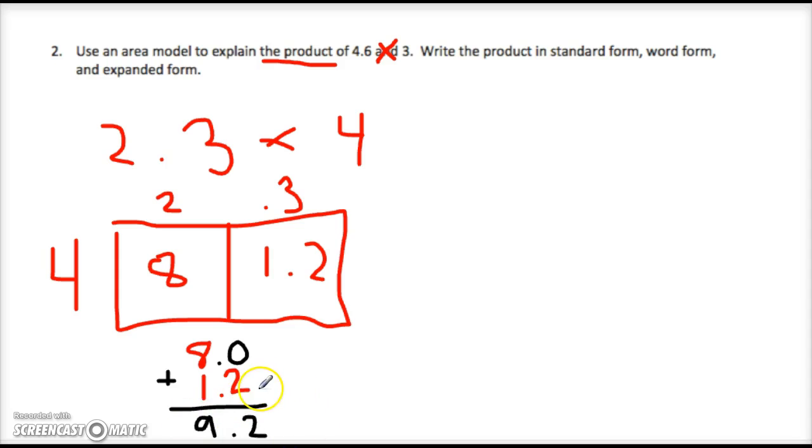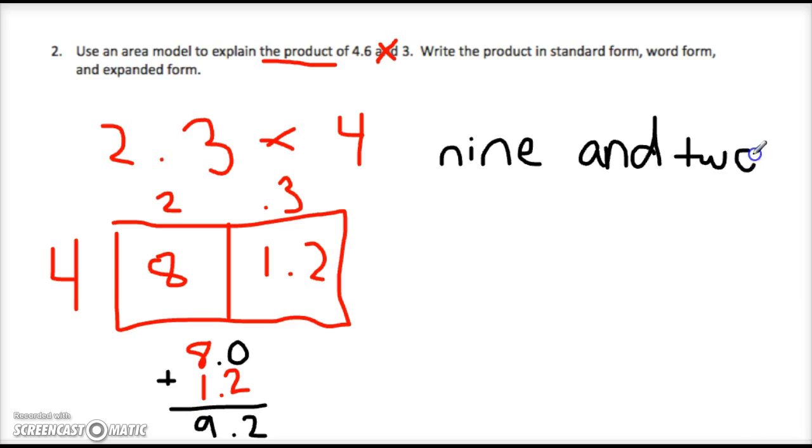This right here is also my standard form. If I was going to write this in words, I would say that this is 9, because I have a 9 in the ones place. We use the word and for the decimal, so 9 and then I have the number 2, but that 2 is in the 10th place, so I have to use that place value word. So 9 and 2/10 becomes the words I use to label that.